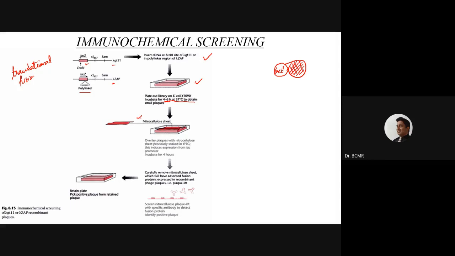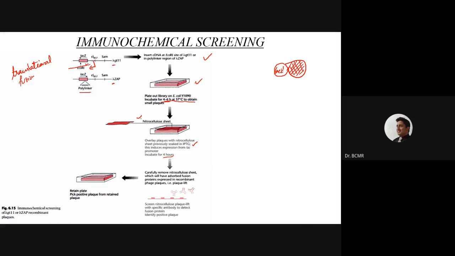Then you put a nitrocellulose sheet on top of the plate, and you pick up and overlay with a solution that already has IPTG. Why did we add IPTG? IPTG is isopropyl thiogalactoside, which activates the promoter. So the lac promoter, PLAC, is now active, and it will start transcribing and then translating. So IPTG is the inducer.